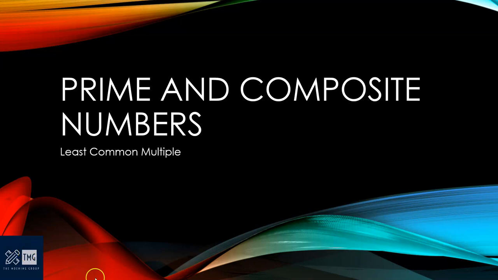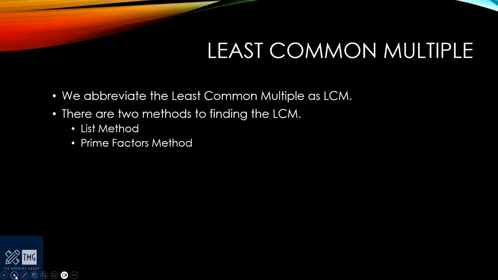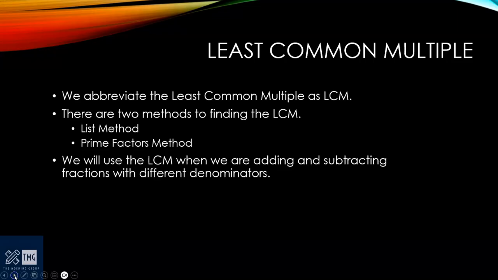Playing with prime and composite numbers, let's talk about the least common multiple. We abbreviate the least common multiple as LCM, so if you hear me or somebody else say LCM, that's what we're talking about. There are two different ways you can find the LCM. The first is the list method. The second is the prime factors method. It really depends on the numbers which one is easier to use. We're going to do some examples of both of them.